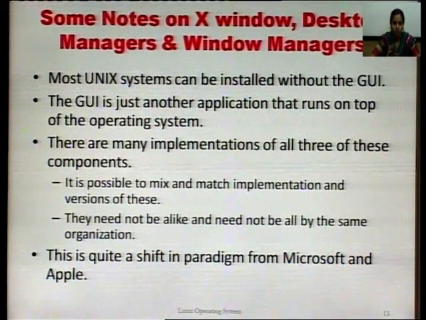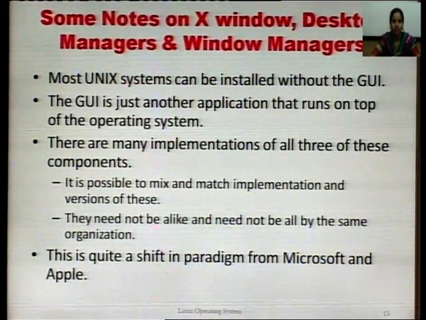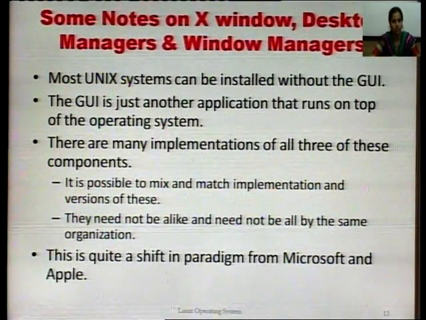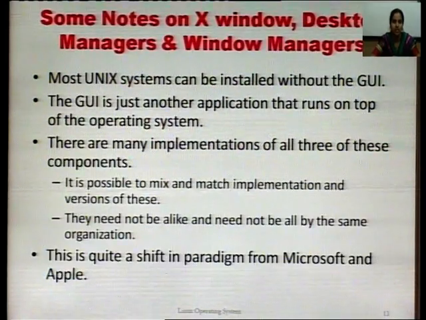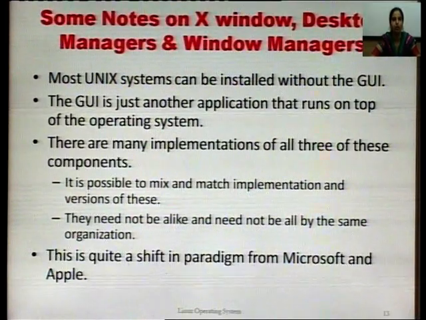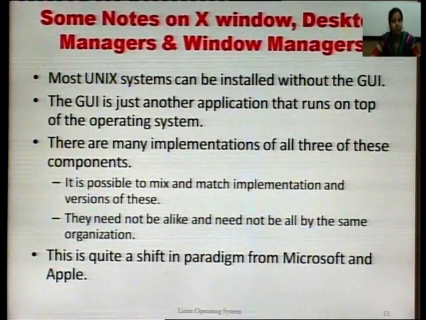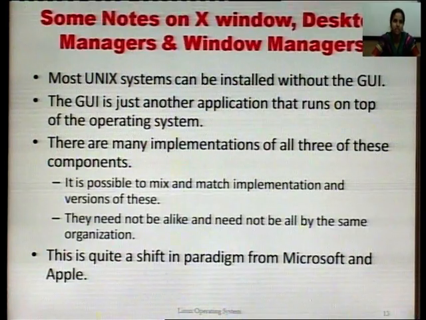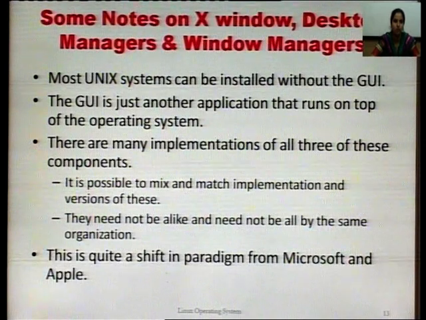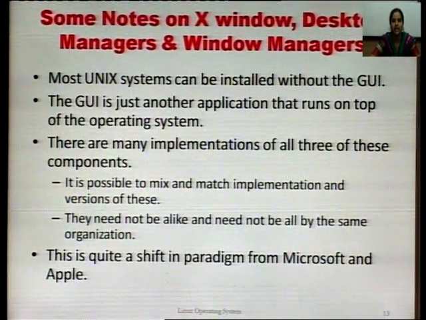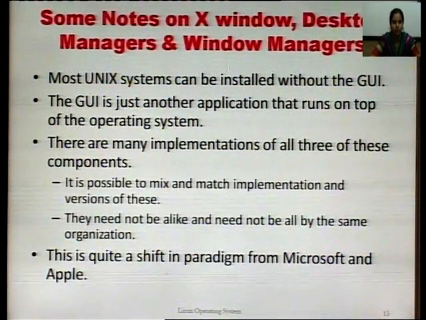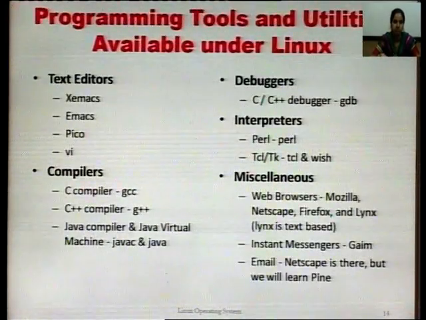And now the X window system, desktop manager and window manager: most Unix systems can be installed without the GUI. GUI is graphical user interface. This GUI is just another application that runs on top of the operating system. There are many implementations of all three of these components. It is possible to mix and match implementations and versions of these. They need not be alike and need not all be by the same organization. This is quite a paradigm shift from Microsoft and Apple.